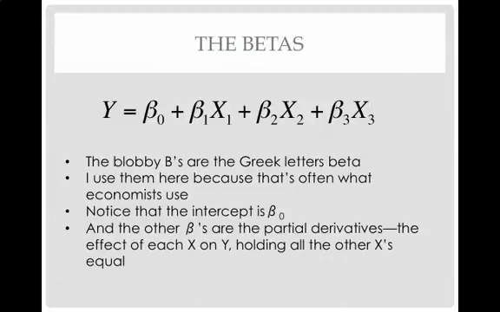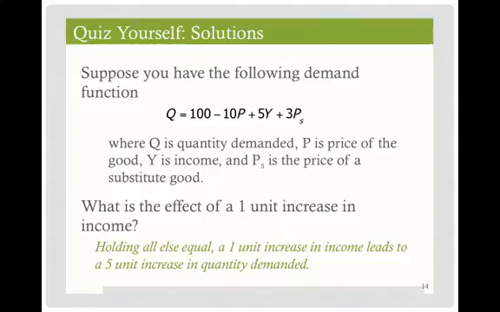Okay, so I think I already said that. Here's another thing I want to say about this. The beta 0 is the intercept. Those other betas are the slopes, but what do I mean by that? They're the partial derivatives, the effect of each x on y holding all the other x's equal. So remember, that was what a partial derivative did. It kept the other x's or the other arguments in the formula constant and just told me what's the effect of the change in 1 x.